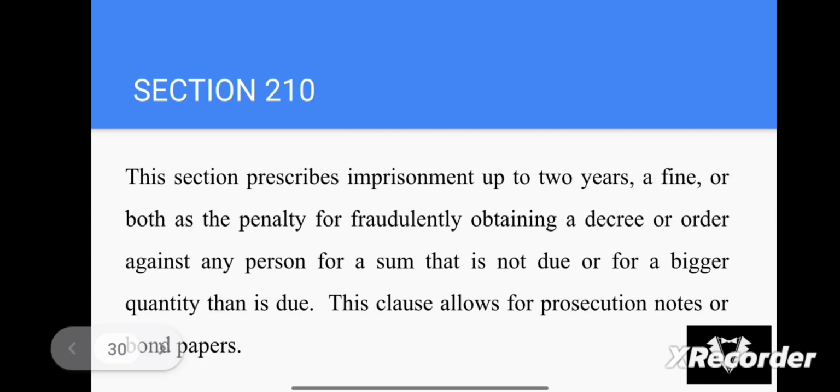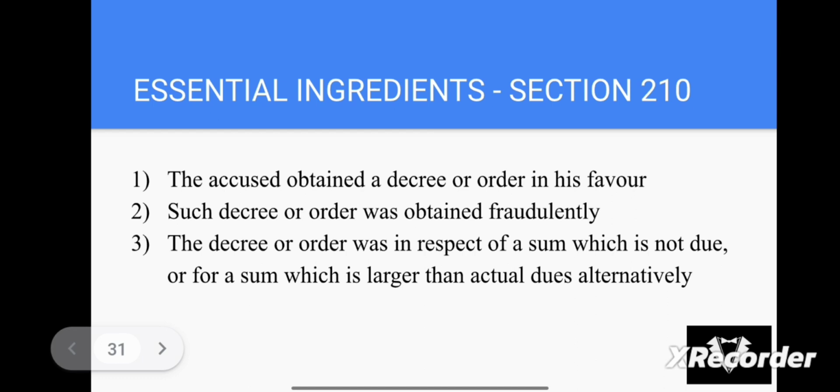Section 210. This section prescribes imprisonment up to 2 years, a fine, or both as a penalty for fraudulently obtaining a decree or order against any person for a sum that is not due or for a bigger quantity than is due. The essential ingredients of Section 210 are: the accused obtained a decree or order in his favor. Such decree or order was obtained fraudulently. The decree or order was in respect of a sum which is not due or for a sum which is larger than actual dues.